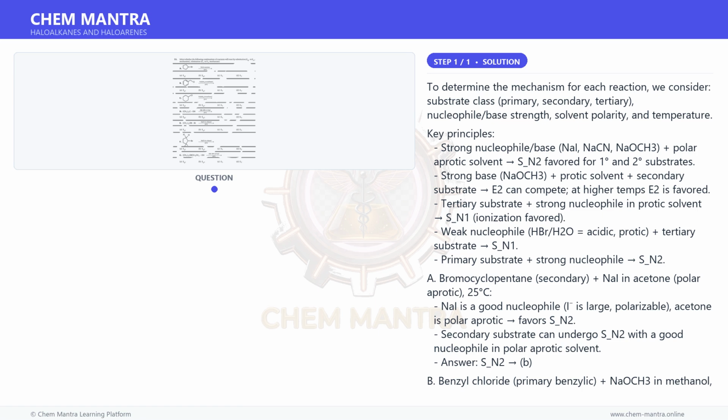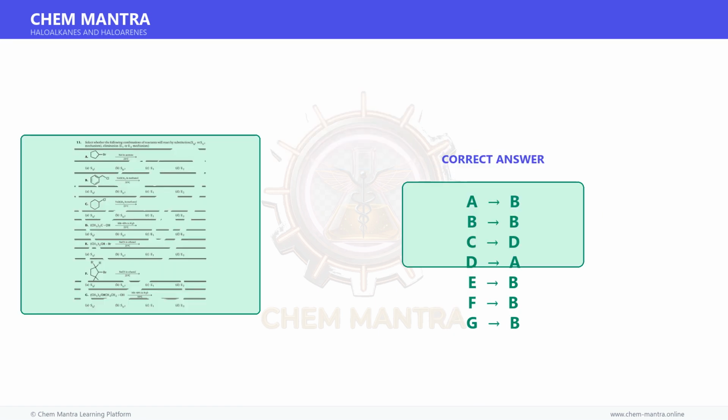SN2. Therefore, the correct answer is A, B, B, B, C, D, D, A, E, B, F, B, G, B. Therefore, the correct matching is A matches B, B matches B, C matches D, D matches A, E matches B, F matches B, G matches B.